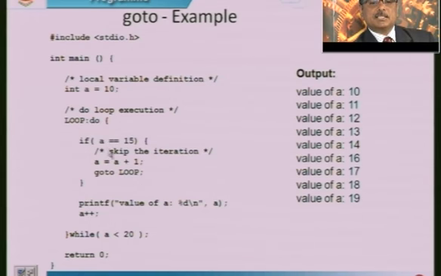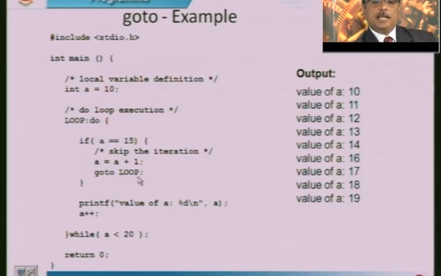Now, the value is 16, it is not equal to 15, hence it prints 16 and 17, 18, 19 until a is less than 20. For that reason, you will be getting up to 19. When a becomes 20, this condition fails and control goes to return 0. This is the usage of goto statement in your program.